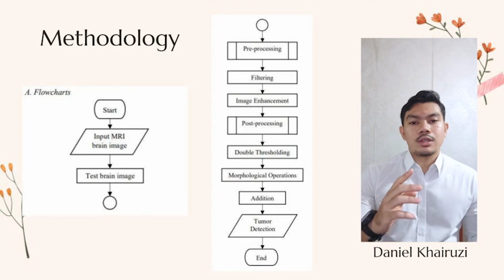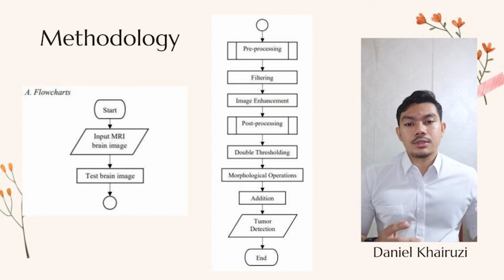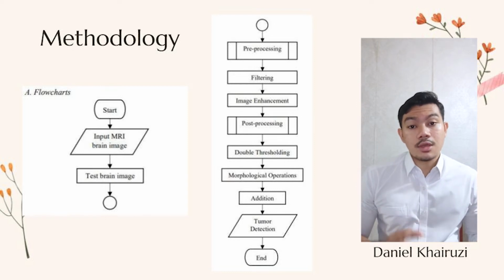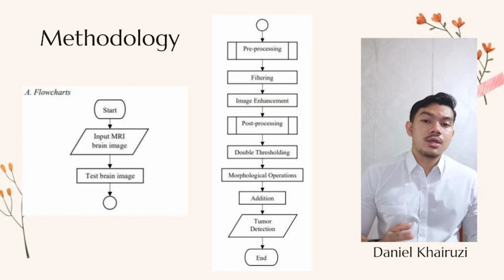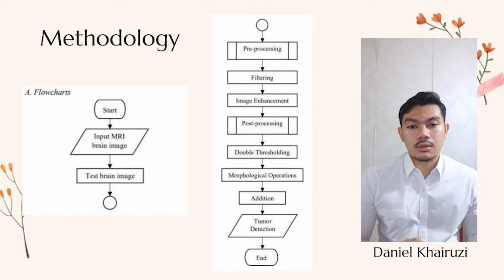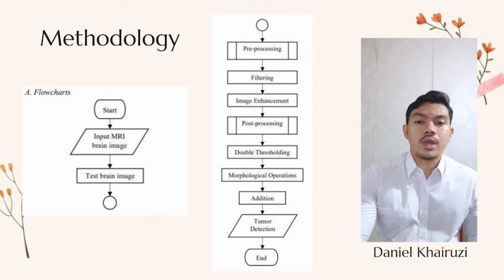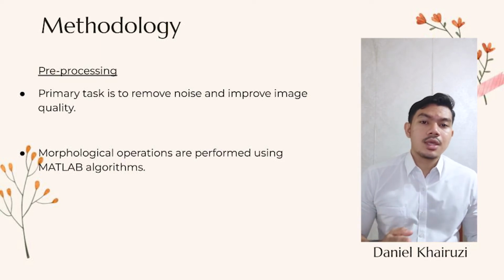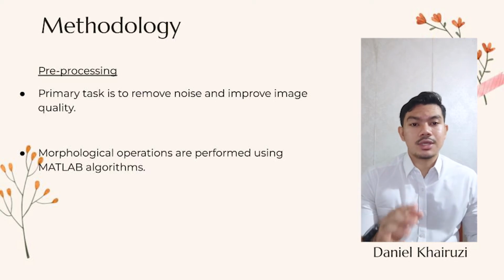We start, then we input the MRI brain image, we test the brain image, then we continue to pre-processing, filtering, image enhancement, and we go to post-processing. That will be double thresholding, morphological operation, addition, and tumor detection, and we will end it. For pre-processing, the primary task is to remove noise and improve image quality, while morphological operations are performed using a MATLAB algorithm to detect tumors in the brain.